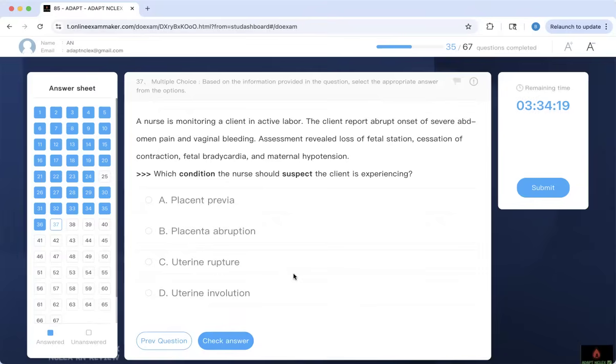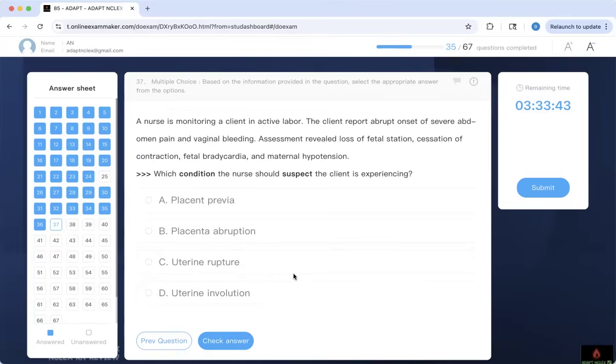And then this is monitoring a client in active labor. The client reports abrupt onset of severe abdominal pain and vaginal bleeding. Assessment reveals loss of fetal station. That's the key word. Cessation of contractions, fetal bradycardia, and maternal hypotension. Which condition do you think is suspected? Know these: placenta previa, abruption, uterine rupture, involution.